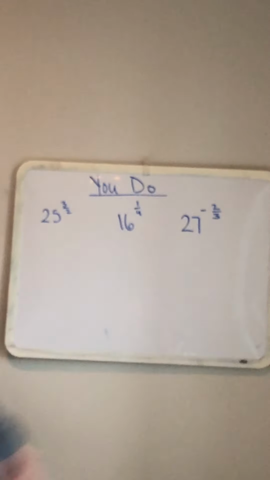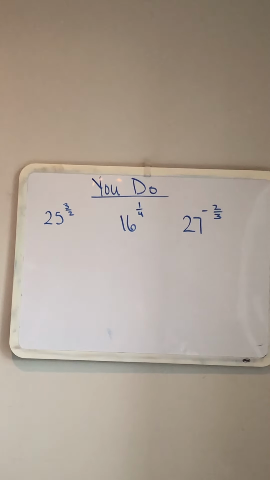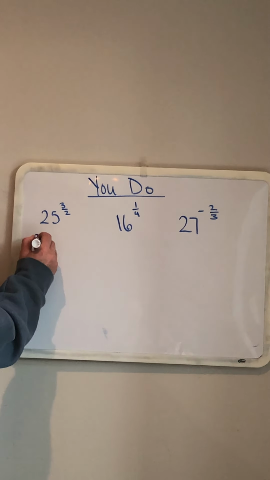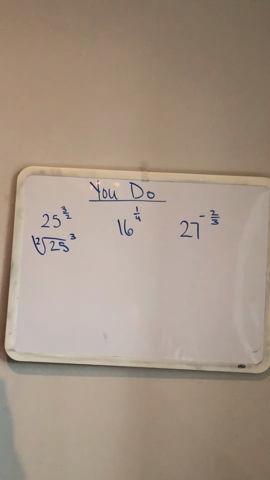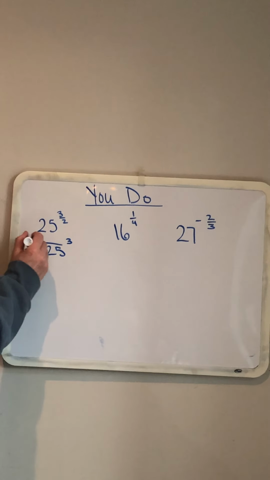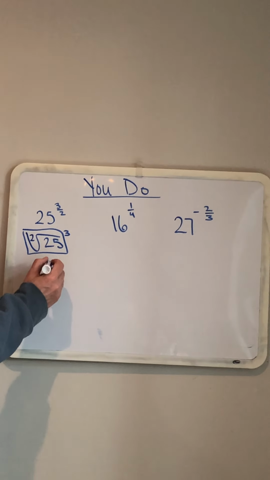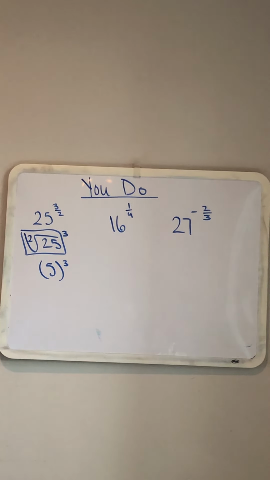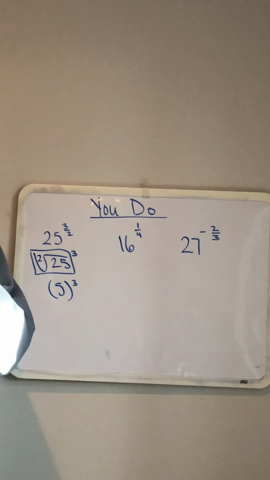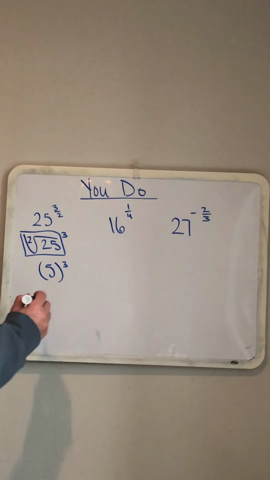Okay, so here are the first three you-dos. 25 to the 3/2 means the square root of 25 to the 3rd. Doing the root first. Square root of 25, that is 5 to the 3rd. 5 to the 3rd means 5 times 5 times 5, which is 125.